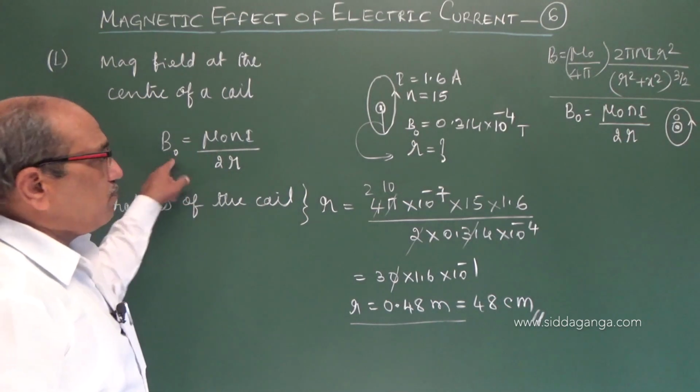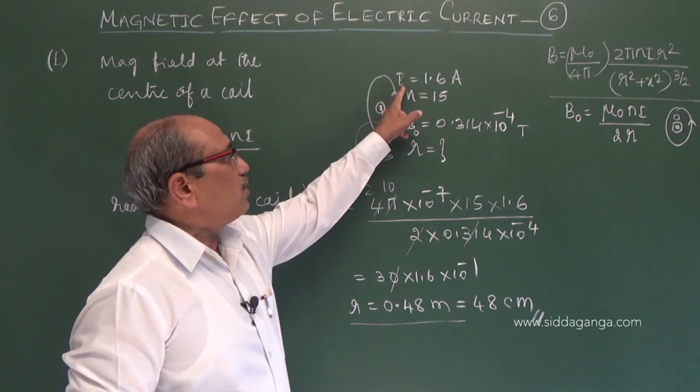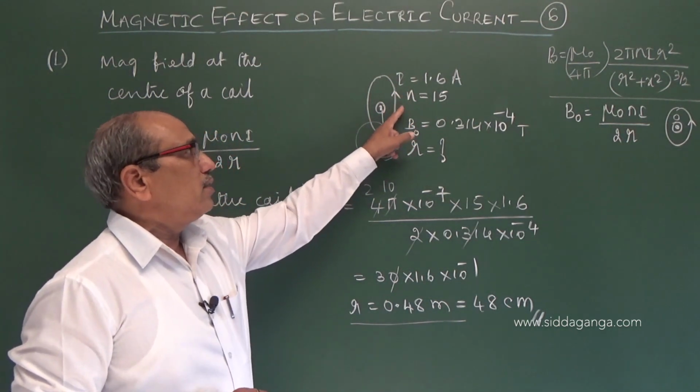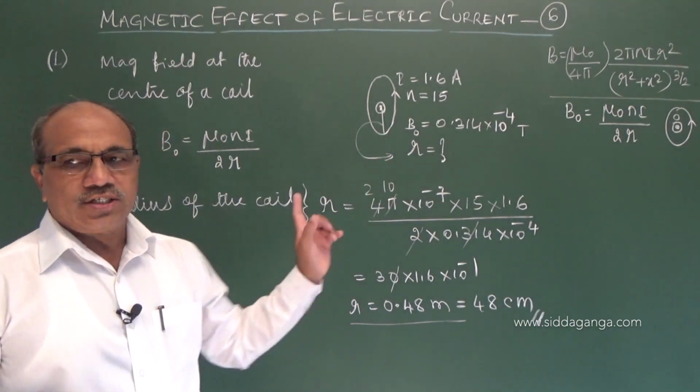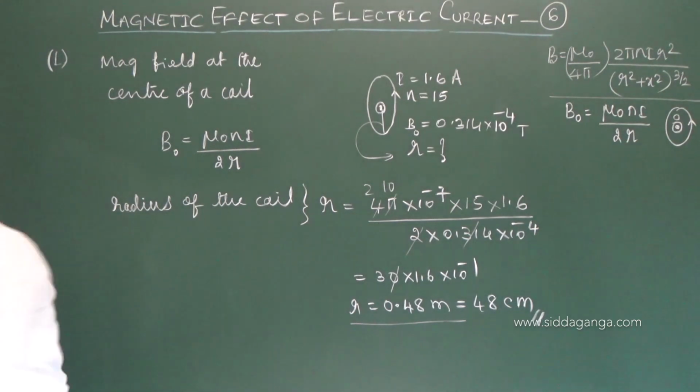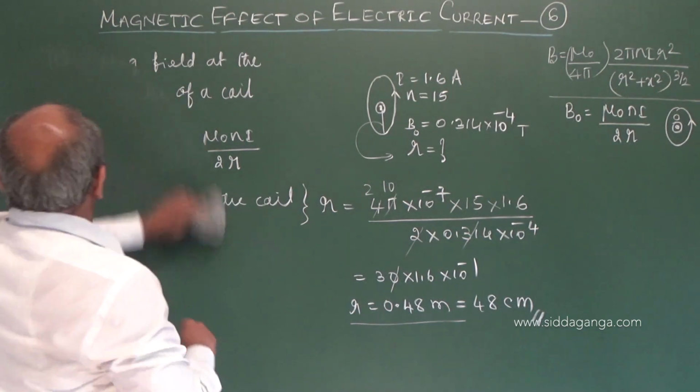If the field at the center is given, along with the 1.6 ampere current and the number of turns, we can ask for the radius and estimate it. Let us go to the next one, question number 2.